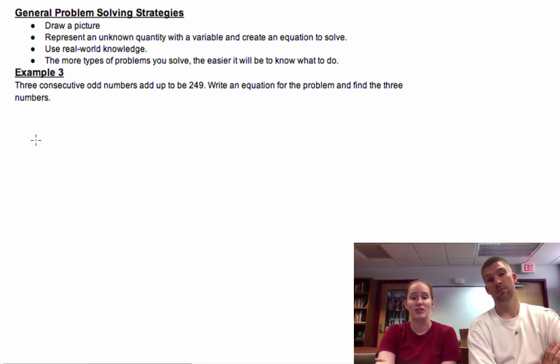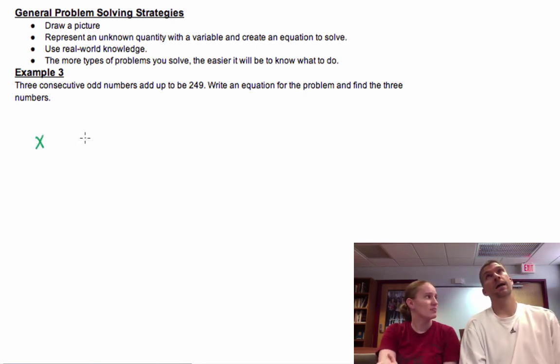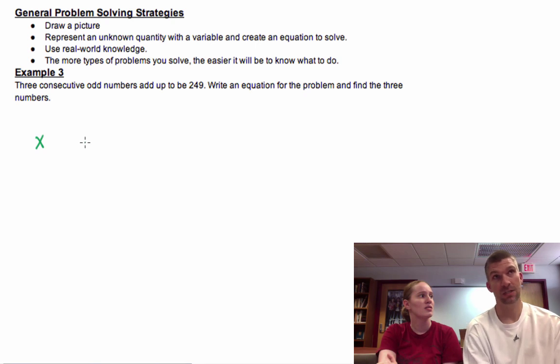Okay, our first odd number. Why don't we represent it with x? What would that make our next odd number? X plus 3, because it's got to be odd. X plus 3? Yeah, because 3 is odd, right?